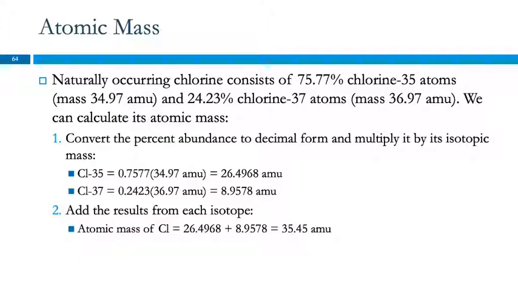So if we look at chlorine, 75.77% is chlorine 35, and the atomic mass of chlorine 35 is 34.97 AMUs. This number, the actual mass of the isotope, is going to be very close to the mass number. It's not going to be exactly the same, though, except for carbon 12. And if you want to know why, I can explain that to you outside of lecture. 24.23, the other part of 100, is chlorine 37. Its mass is 36.97 atomic mass units.